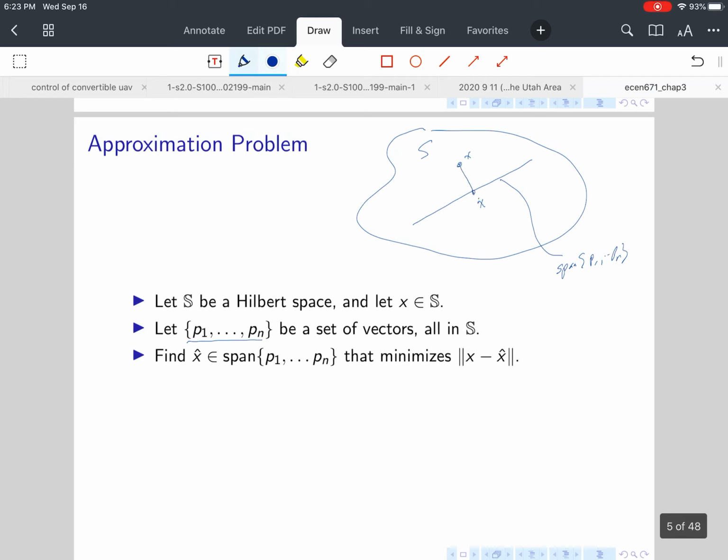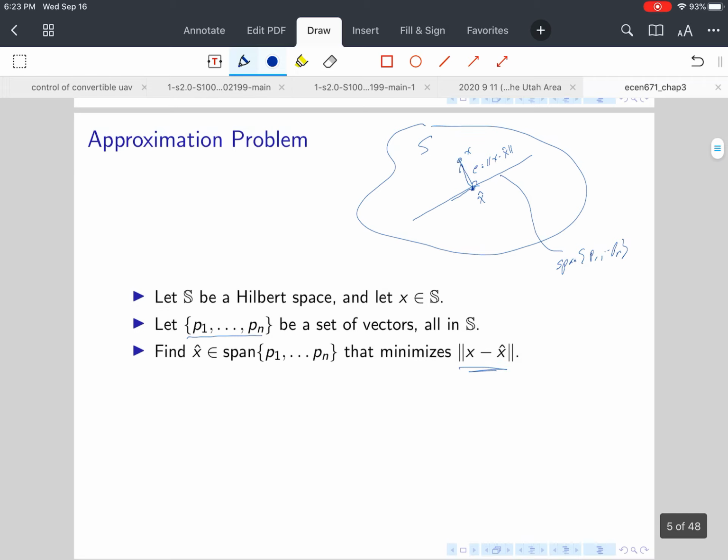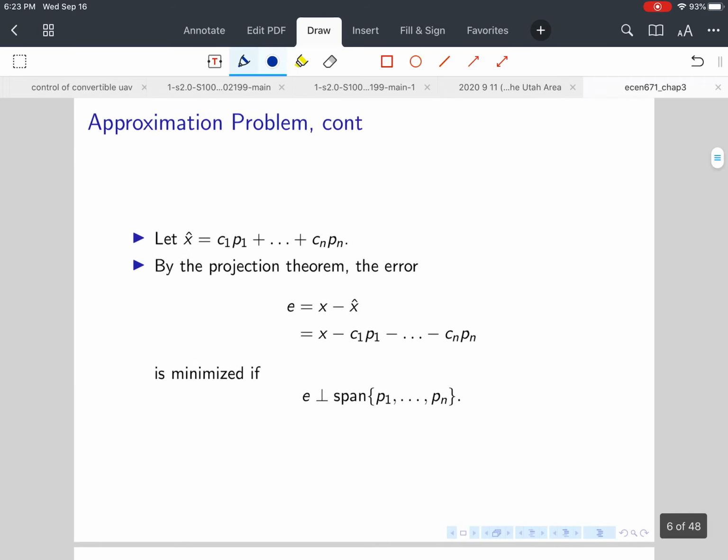So now the question is, let's find an x hat in the span of those vectors that minimizes this error. The error would be the norm of x minus x hat. Can we find an x hat that minimizes that? And of course, the projection theorem says that the error vector will be orthogonal to everything inside the span. Okay, so this is the approximation problem.